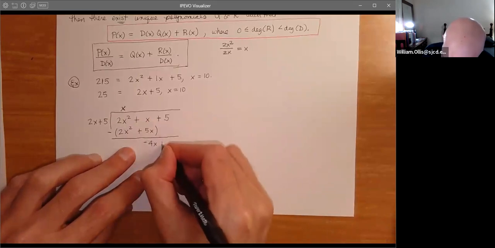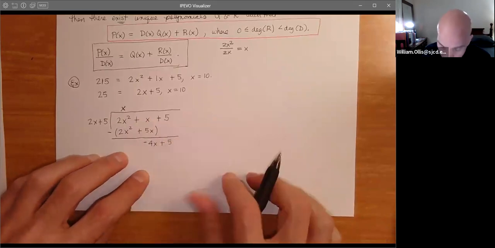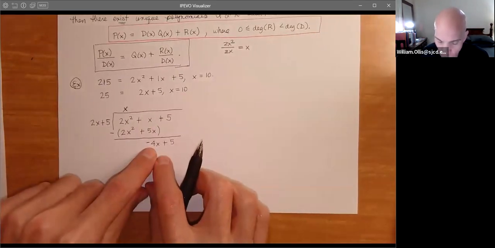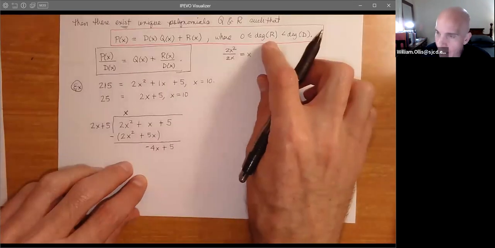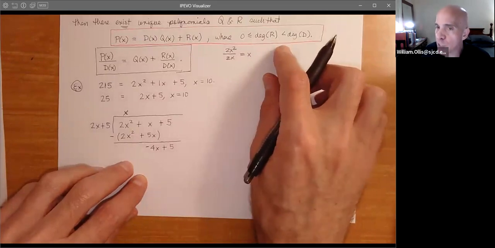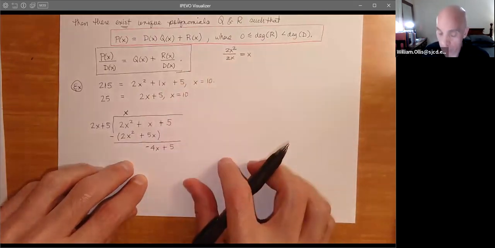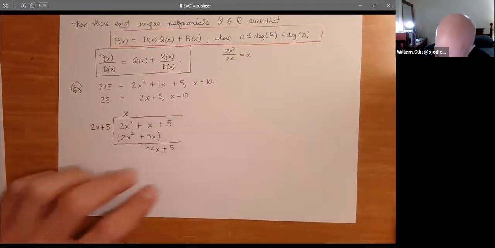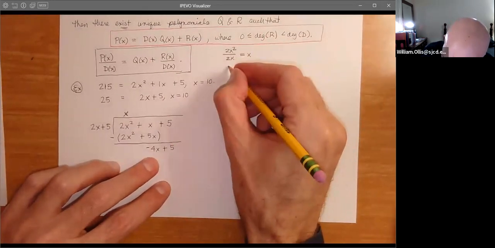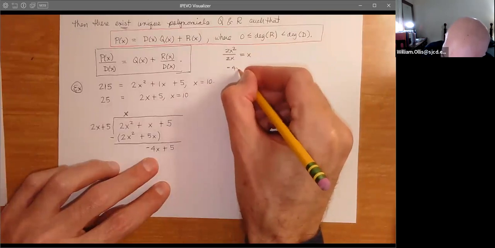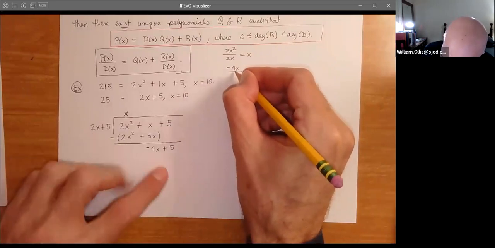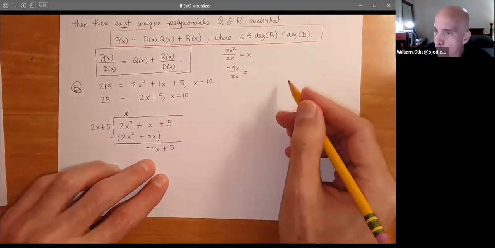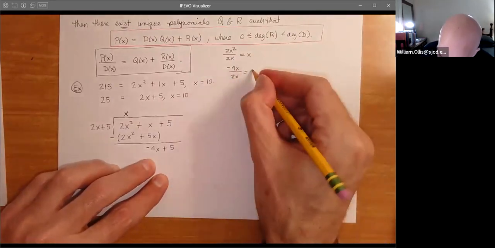And then, of course, we can bring down the 5 if you like. Now, if we check, we go up here, we say, okay, well, the degree here is 1, the degree here is 1. It's not less. So the division algorithm says, keep going. Okay, so now we say, okay, now let's do another sidebar, very simple. So we say negative 4x divided by 2x. Well, the x is absorbed, and negative 4 divided by 2 is negative 2.